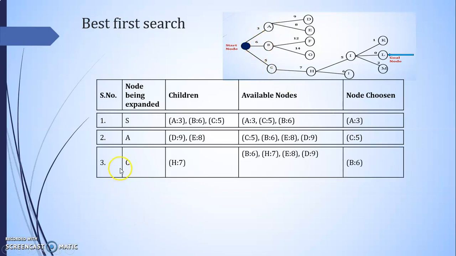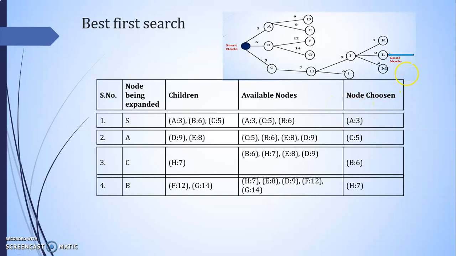Okay, then when we process C, C is not a goal state, so find the successors. Here there is only a single successor, that is H, and put it into the available nodes, that is B, H, E and D, and sort according to their minimum cost. So here we find that B is the most promising, minimum cost node. Then again process B. B has successors, generate them, F and G, put them into the available nodes and sort the nodes according to their cost. Then the cost of H is the minimum.